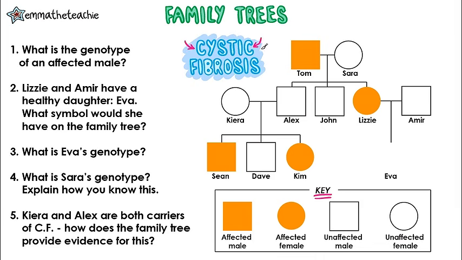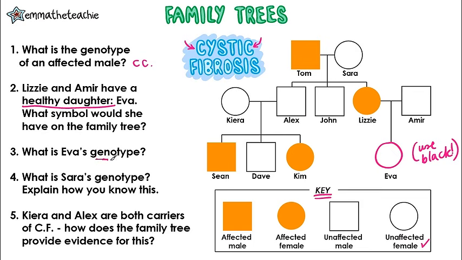Well, this is a cystic fibrosis family tree, and as we learned in the last video, cystic fibrosis is caused by recessive alleles. So we need 2 recessive alleles to have the disorder. Lizzie and Amir have a healthy daughter, Eva. What symbol would she have on the family tree? The key here is she is a healthy daughter, so we're looking for an unaffected female. So we're going to give her a blank circle, and if you can, use black.